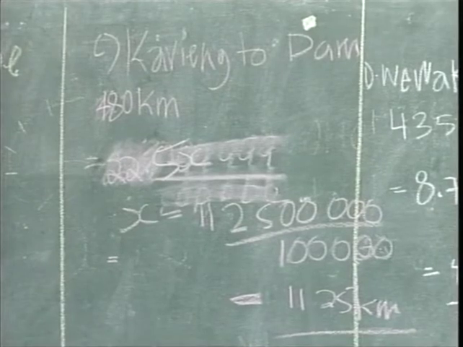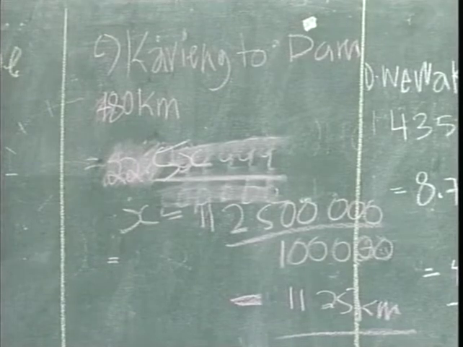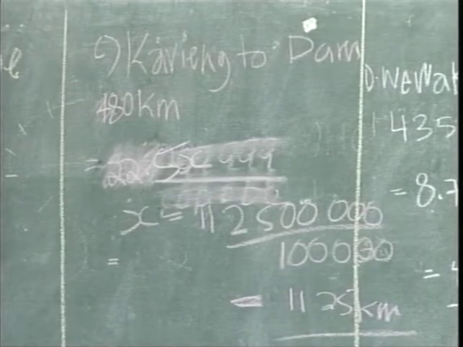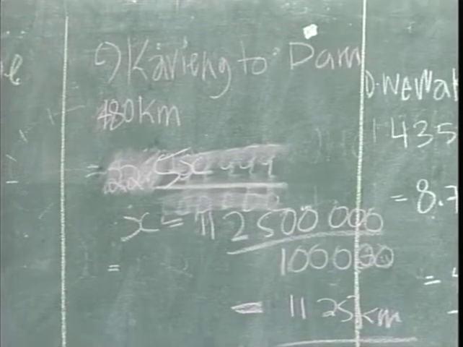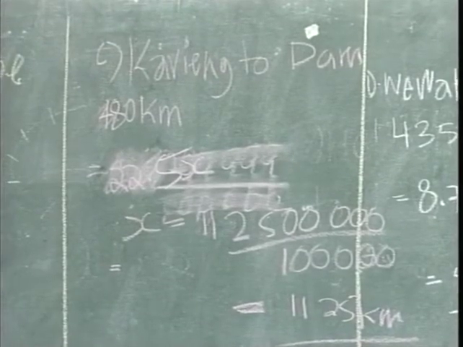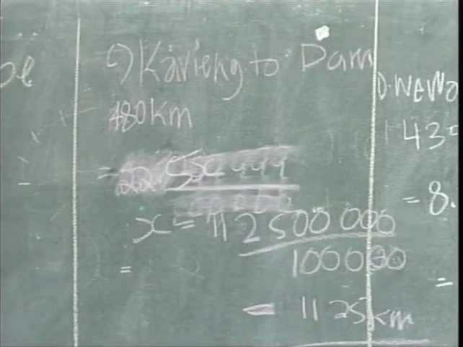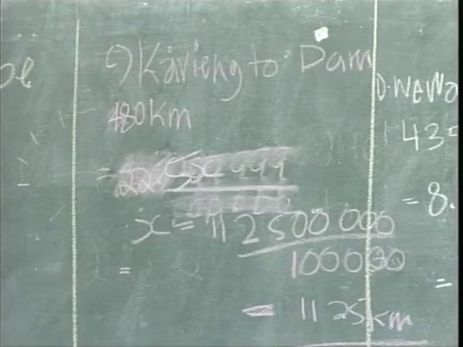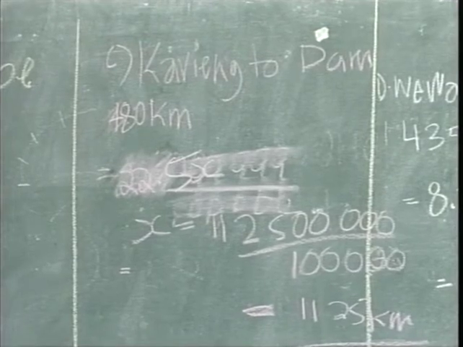Okay, let's check that answer. Kavieng to Daru measured 22.5 centimeters. We happy with 22.5 centimeters? Okay, good. The scale is 1:5 million. Therefore, he's used the scale, multiplied 22.5 times 5 million, and then divided that by 100,000 to come up with 1,125 kilometers. So the distance in kilometers, according to the scale, from Kavieng to Daru is 1,125 kilometers. Let's look at D.